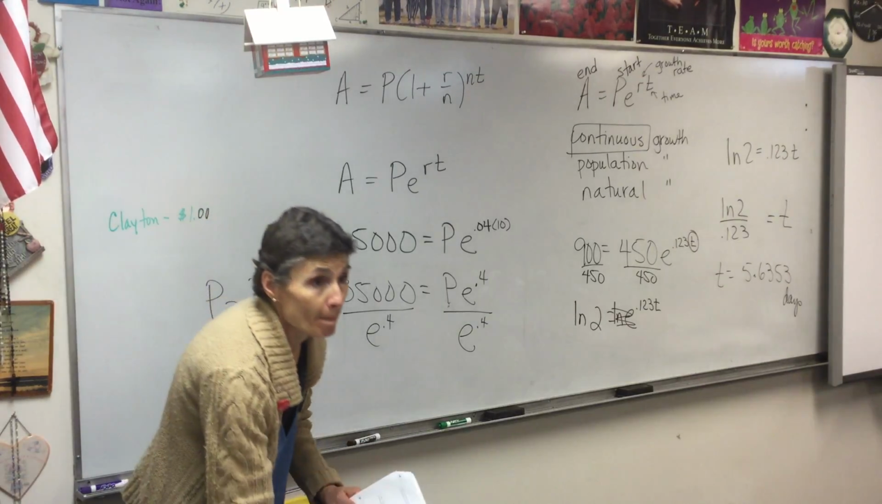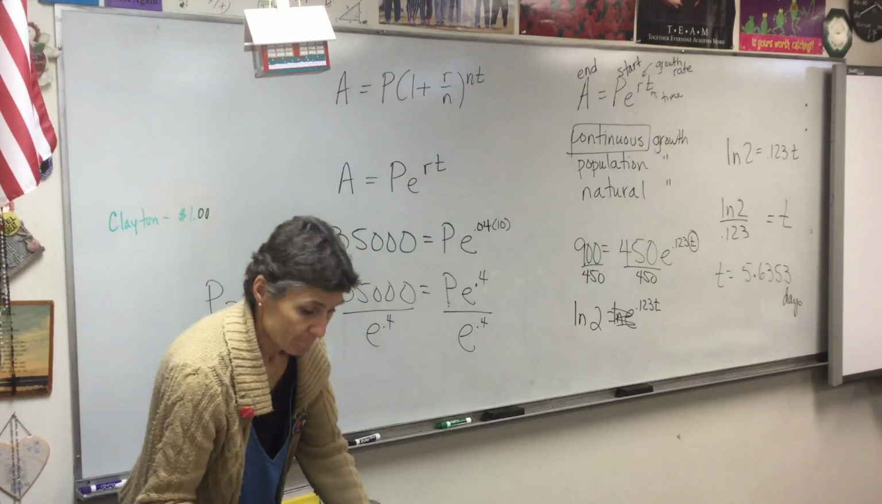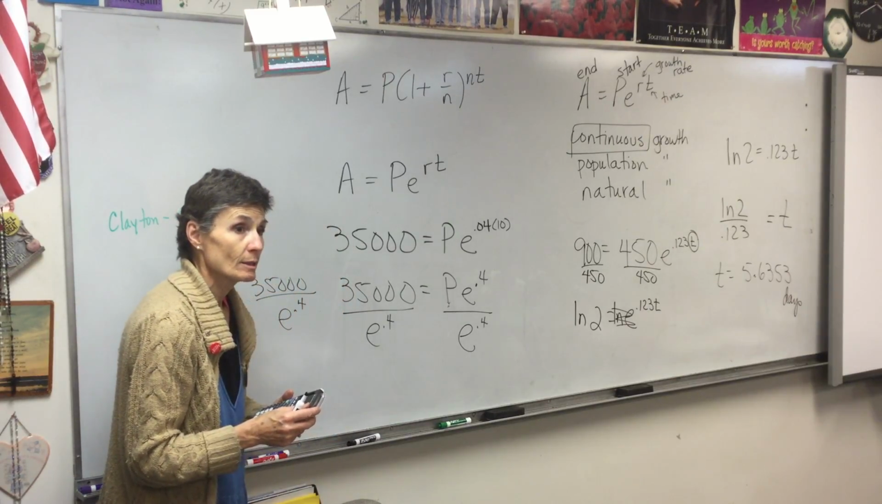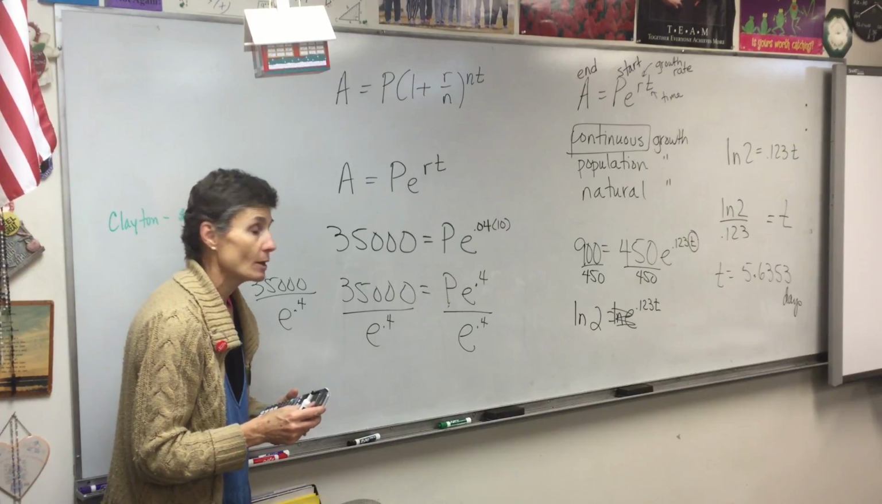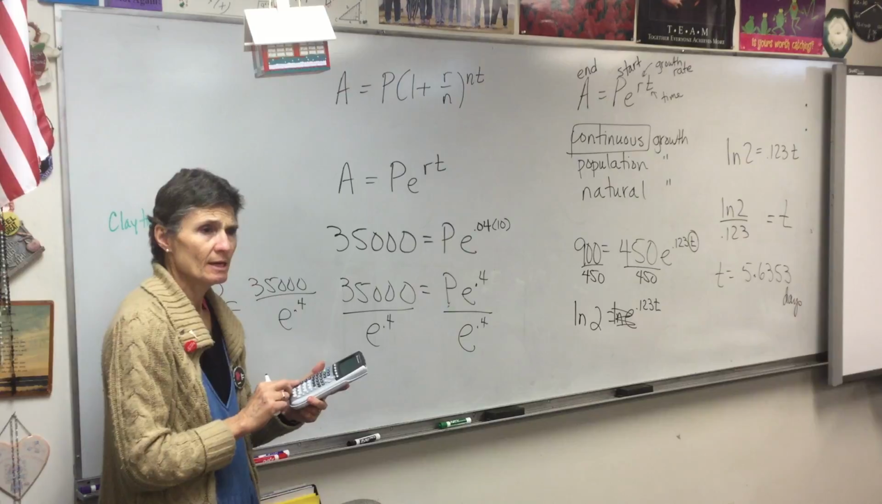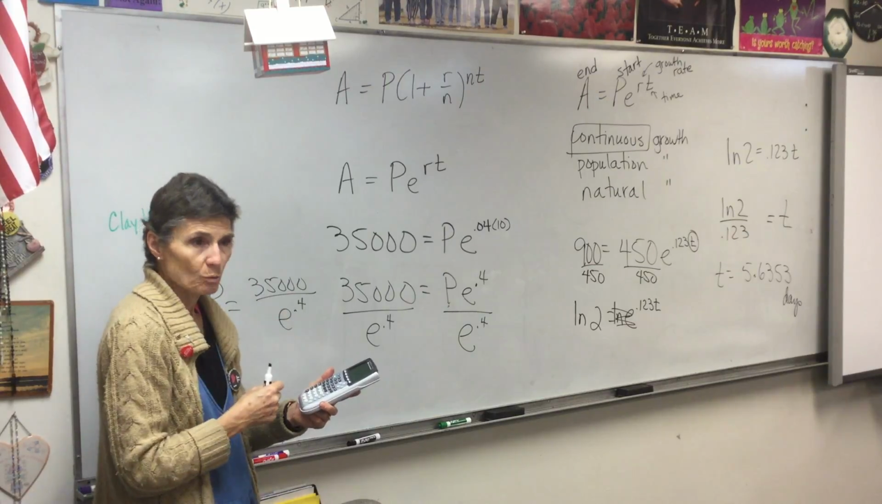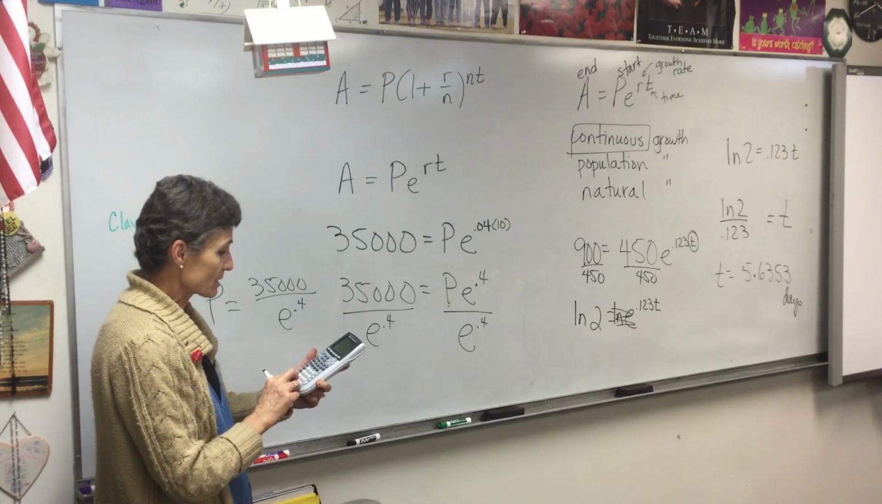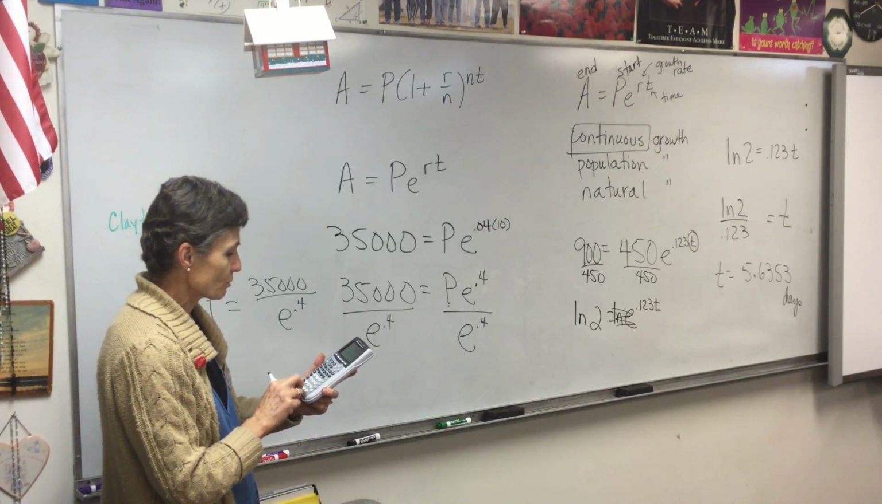Marley? Instead of dividing by e to the 0.4, can't you just type it in your calculator and divide by that number? You mean type in e to the 0.4? And yeah, absolutely, it's the same thing. It'll save me a step if I type it in this way, but I'm going to get the same answer.